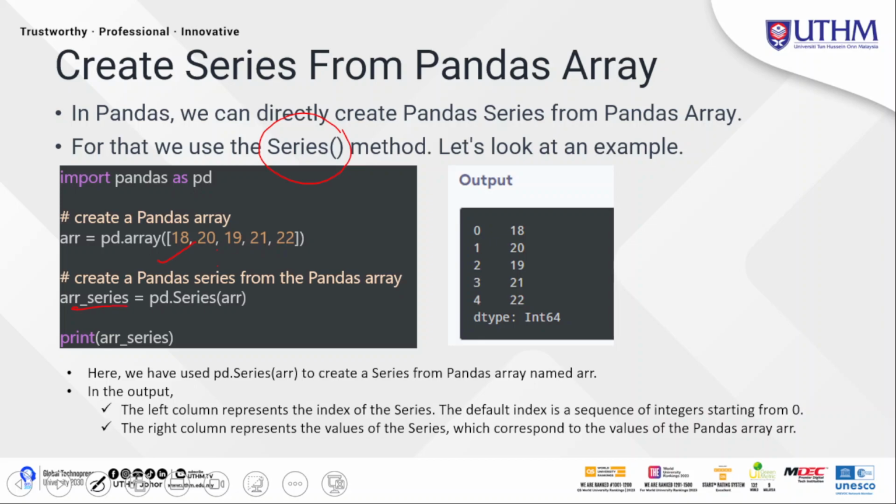Okay, array series equal to pd.Series. We just call the array to become a series. So when you convert the array to a series, you can see that it becomes an index with the value. So of course, this is the left column, this is the right column. The left column is the index and the right column is the values or data. Hope you guys can understand this part.